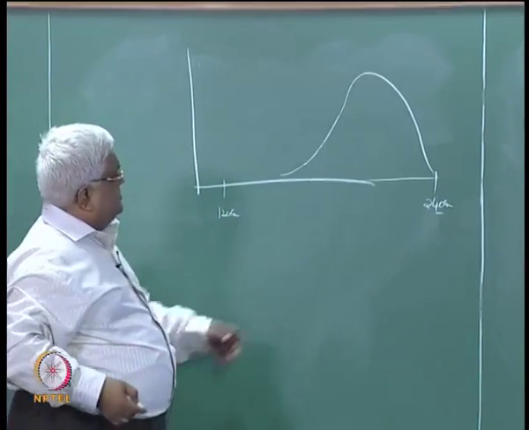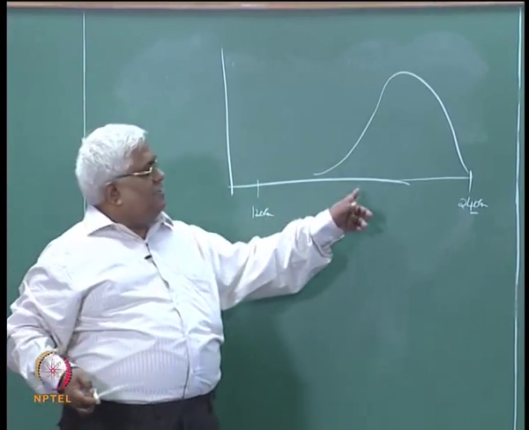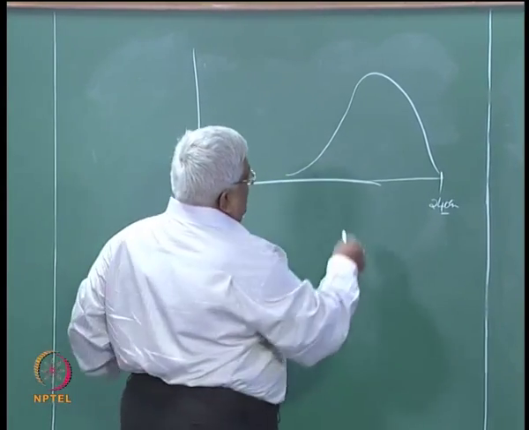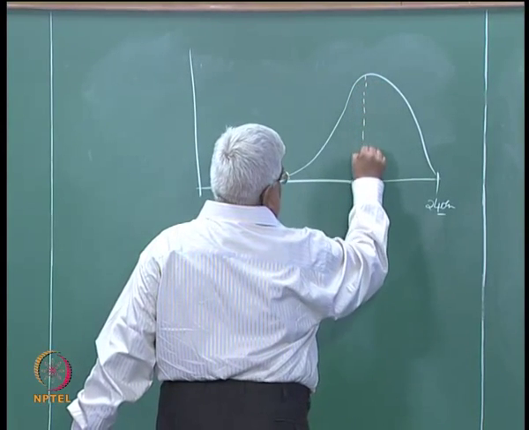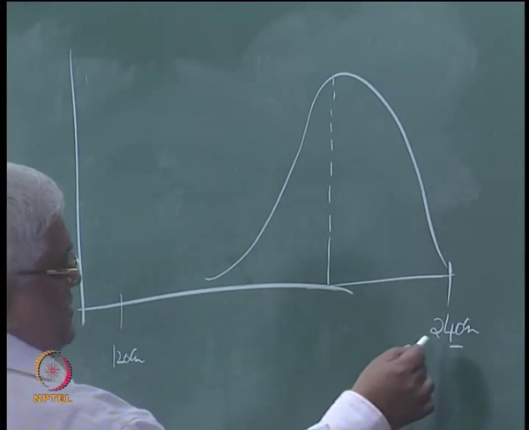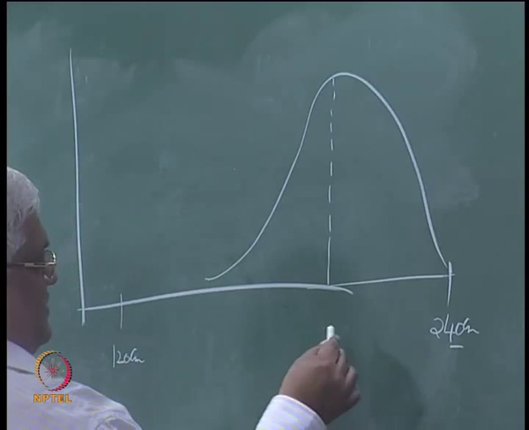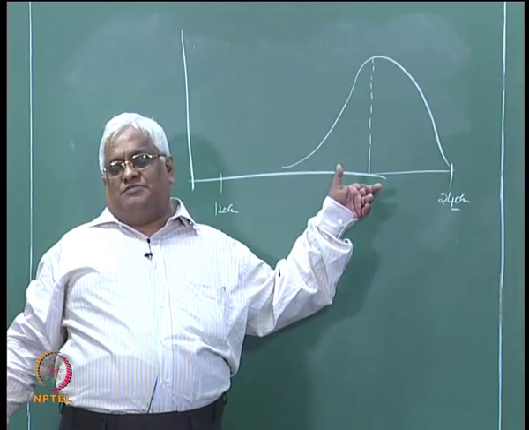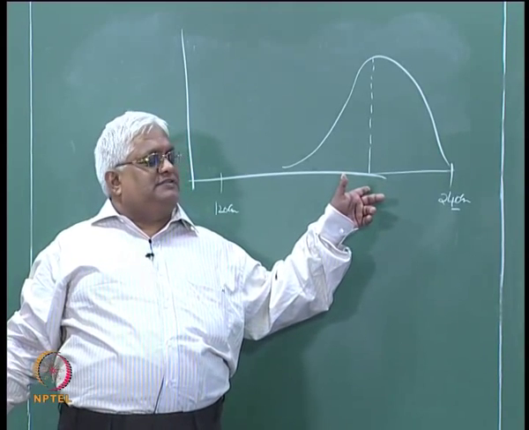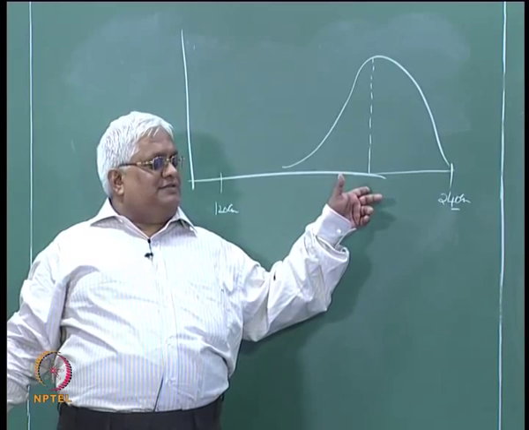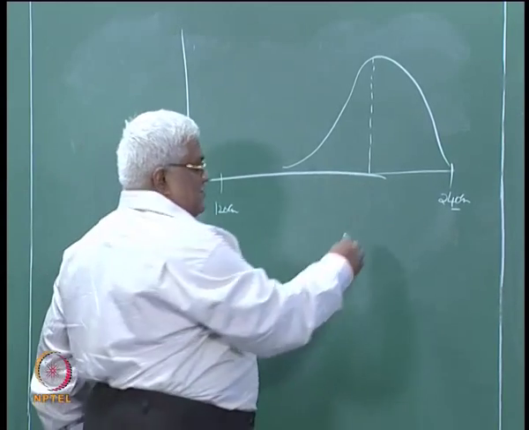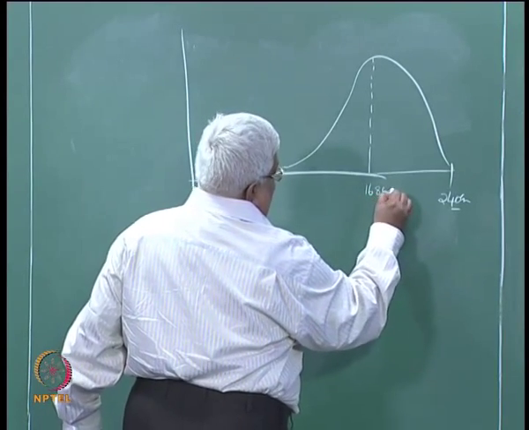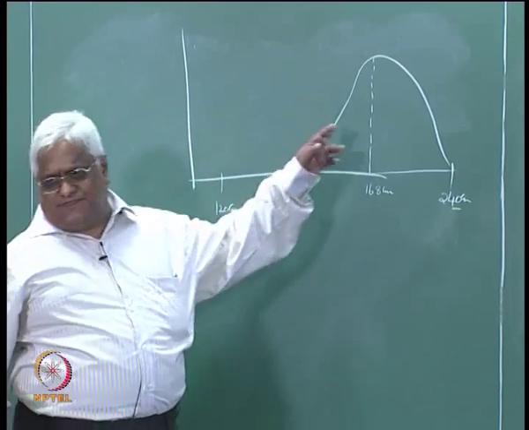So basically what may happen is, with respect to the height, maybe this is the density function of, say, Punjabis. It may correspond to something like maybe around 5 feet 8 or 5 feet 9. So how much will it be? 150 plus 18, so it is around 168 centimeters or so, something like this.